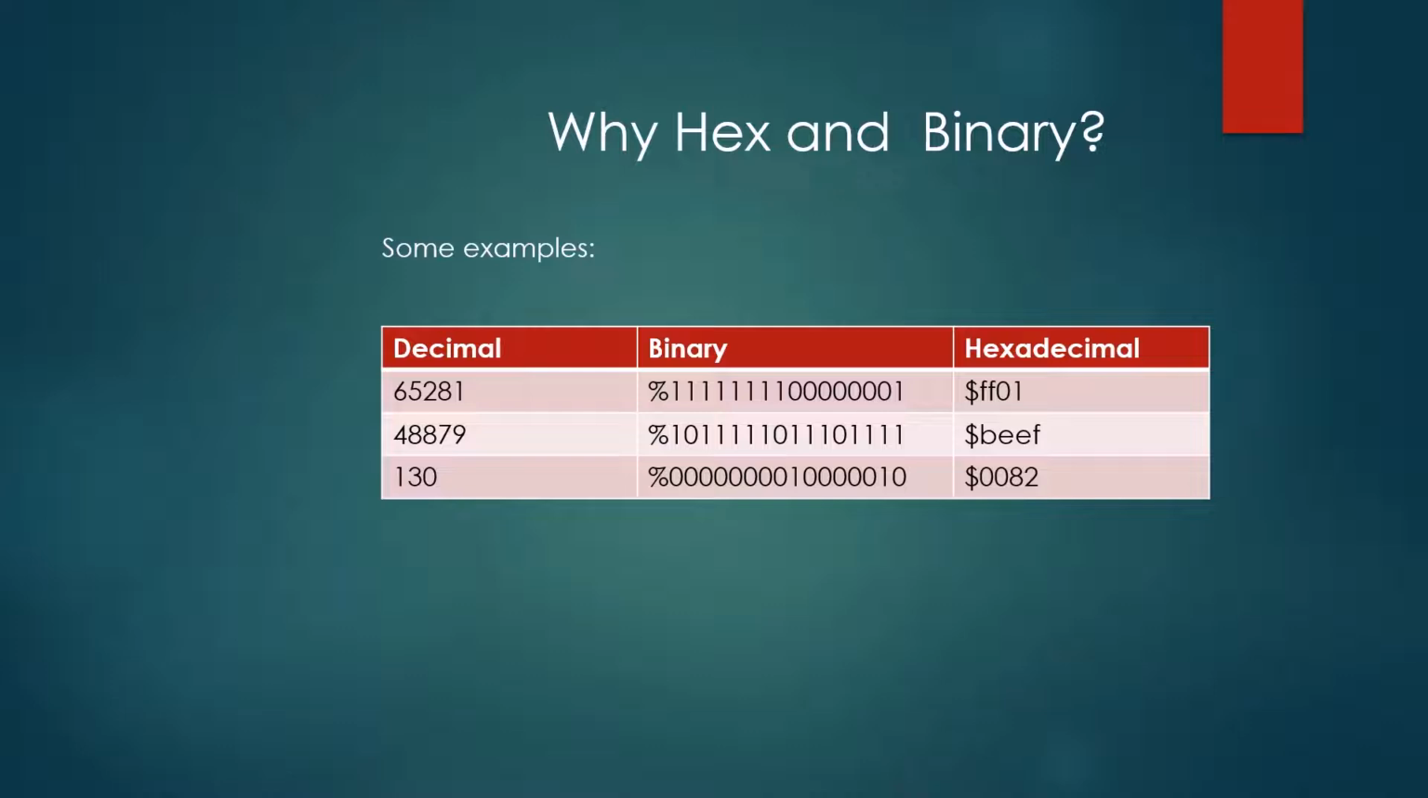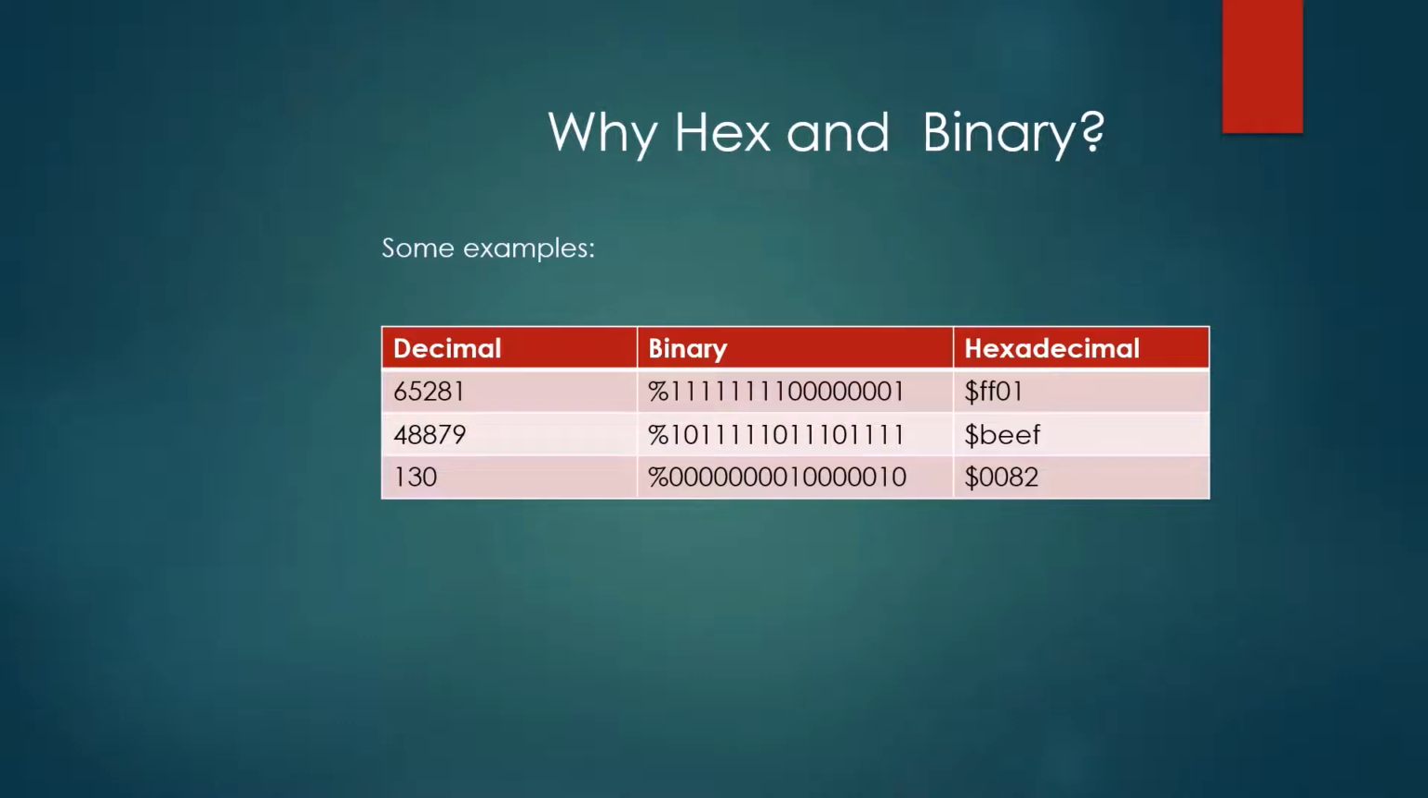This table is intended to illustrate why we use hexadecimal. It's showing the same number, actually three numbers, in all three forms that we're going to consider: decimal, binary, and hexadecimal. The first number is 65,281 decimal, which equates to that long string of binary digits, and the hexadecimal number FF01.